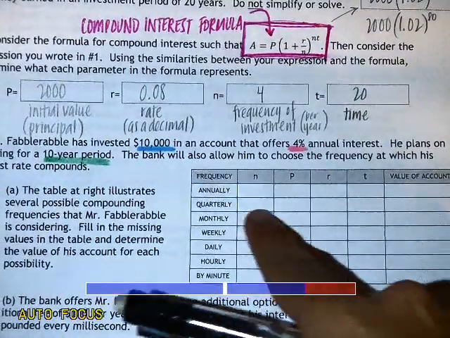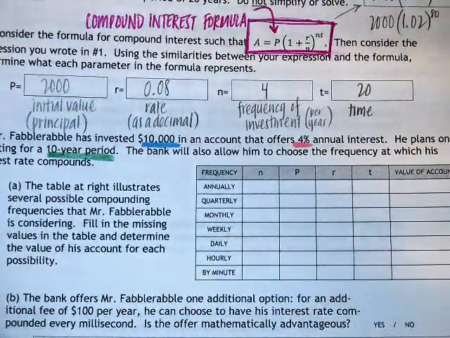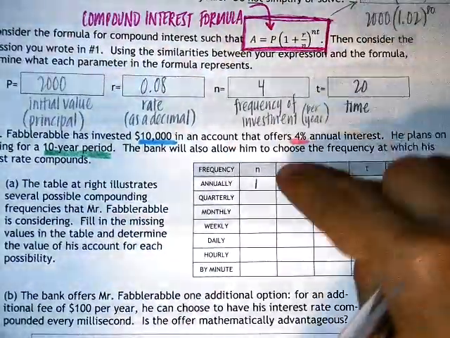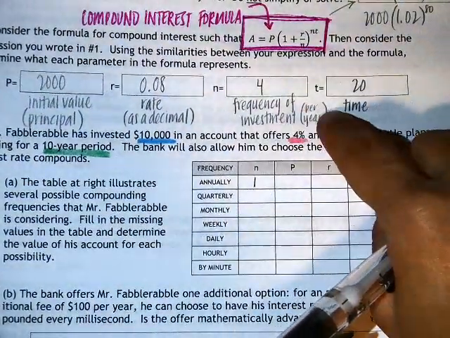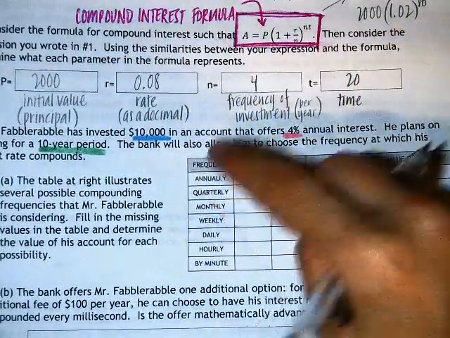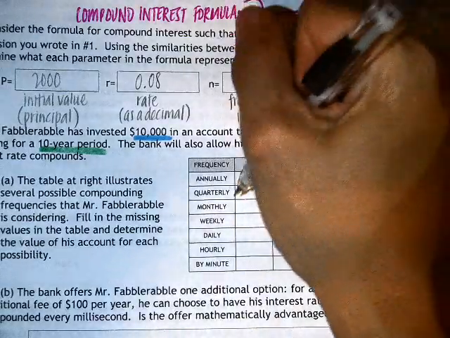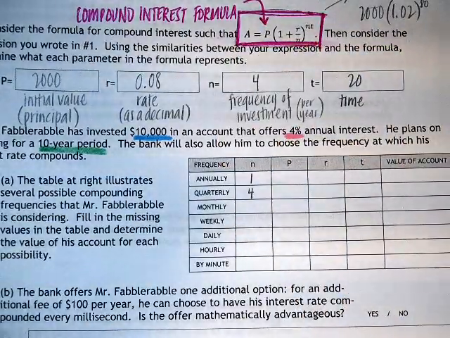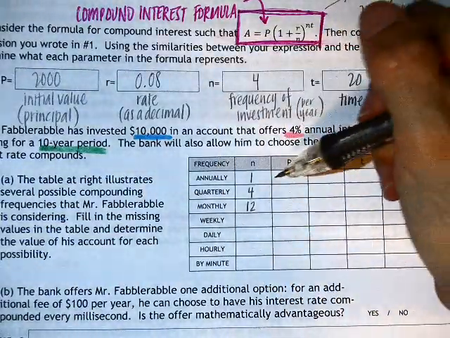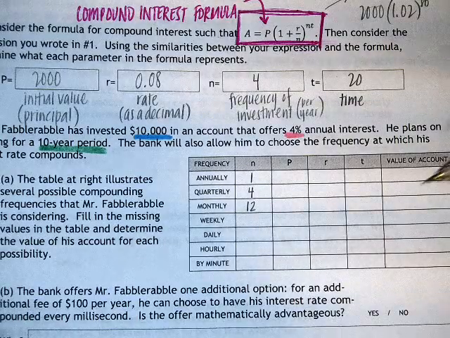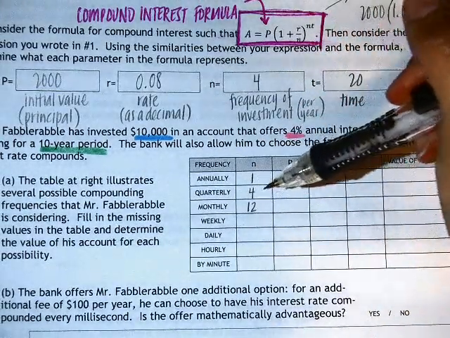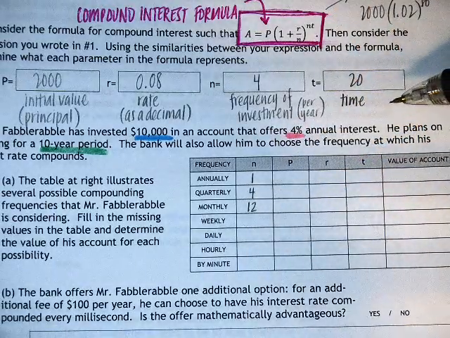Now, I'm going to start with the first row in the table, and I'm going to fill in what I know. If I'm compounding annually, for example, that's 1 time a year. N is, remember, the frequency of your investment per year. N is going to pay you 1 time per year if you go annually. Quarterly would be 4 times per year. Monthly would be 12 times per year. So you can fill in the columns vertically or horizontally. It's up to you. I just kind of wanted to give you a heads up so you know what N means. N is the number of times per year that the bank is going to kick you some money.